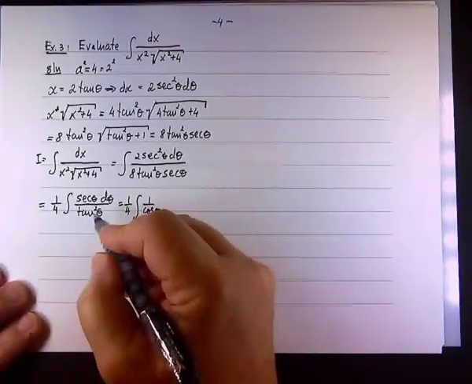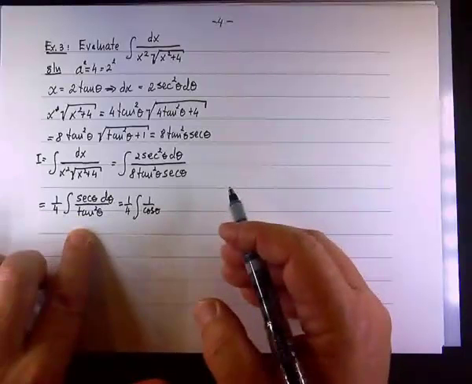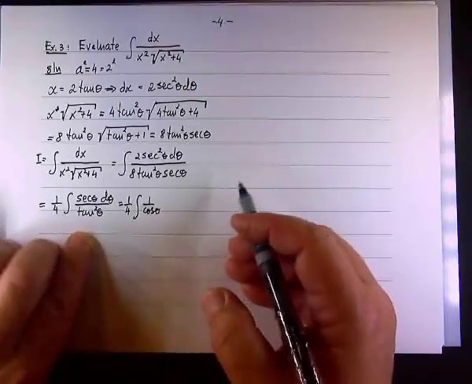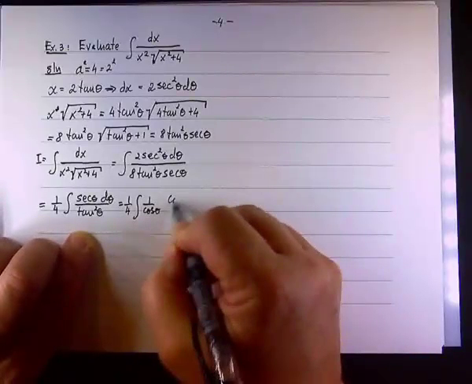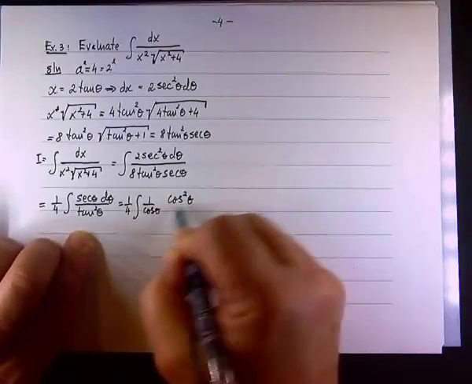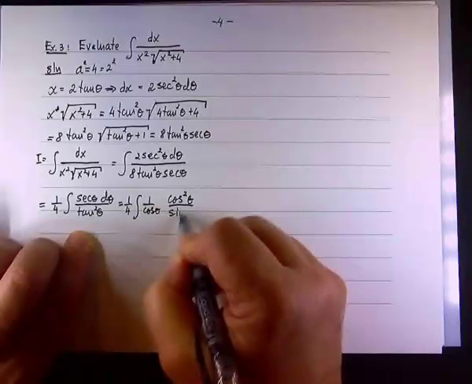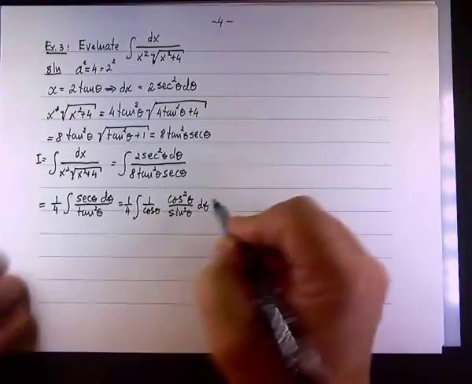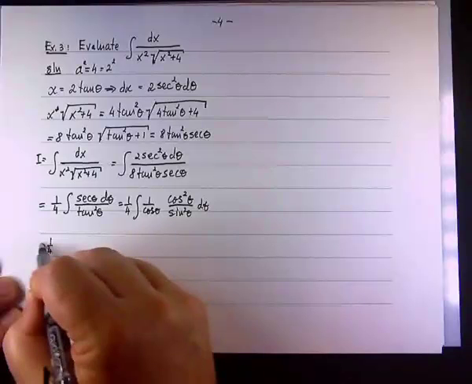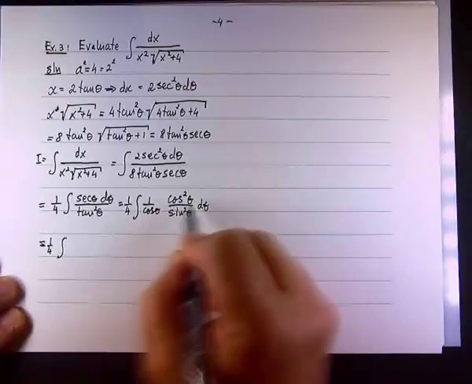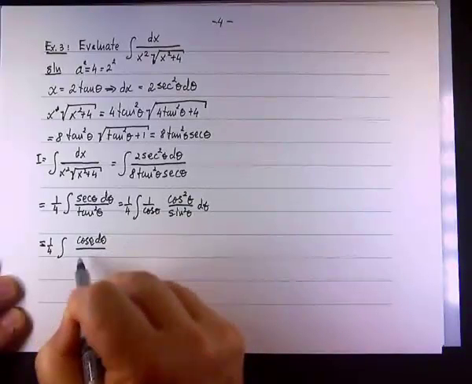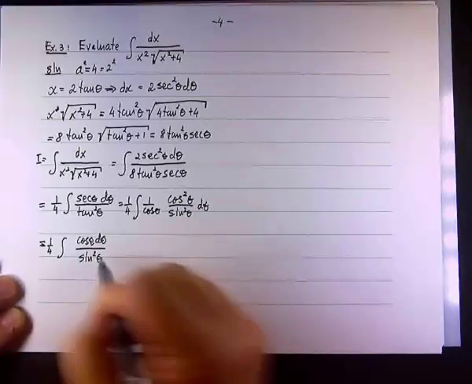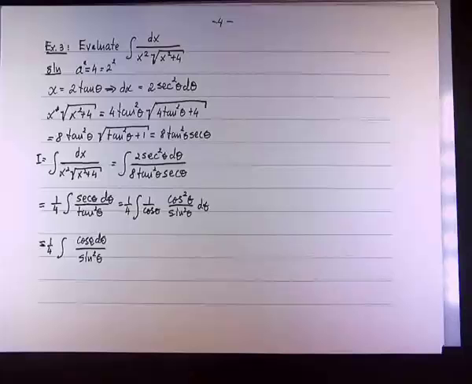So let's look. The secant is 1 over cosine, right? Now 1 over the tangent is the cotangent, right? The tangent in the denominator is cotangent in the numerator, and the cotangent is cosine over sine, but we have the tangent squared, so we have cosine squared over sine squared. And here's the advantage. I end up having cosine theta d theta in the numerator, and I have sine squared in the denominator.